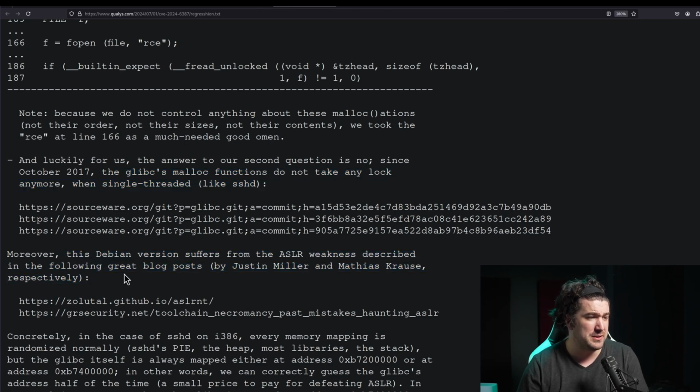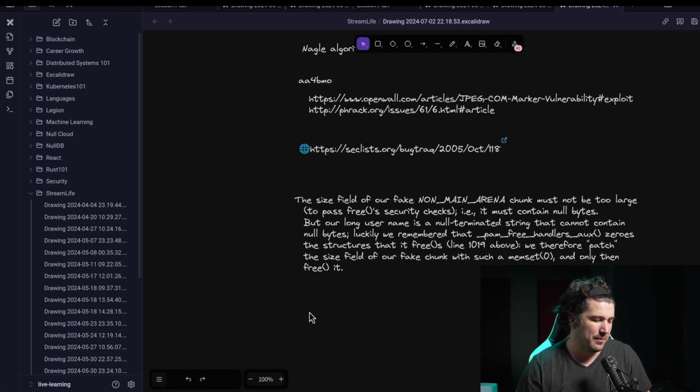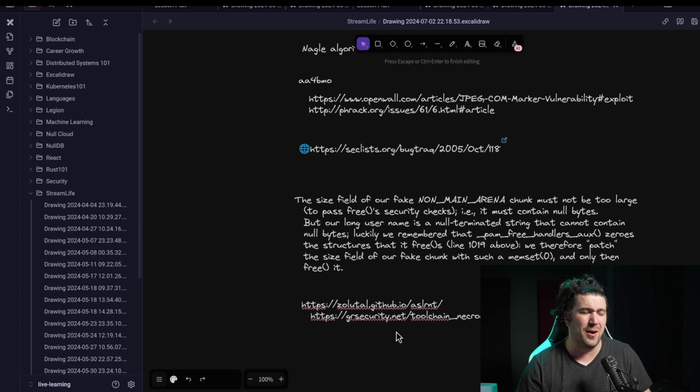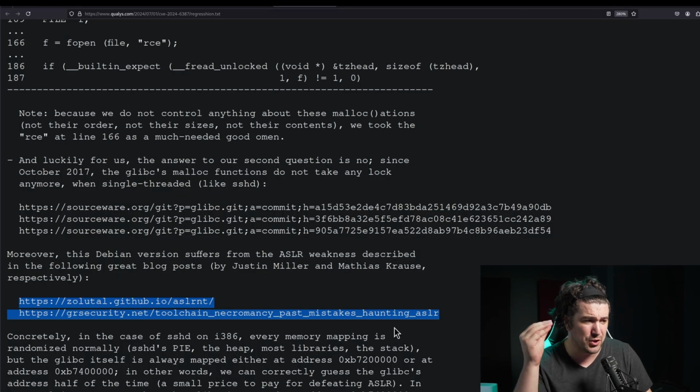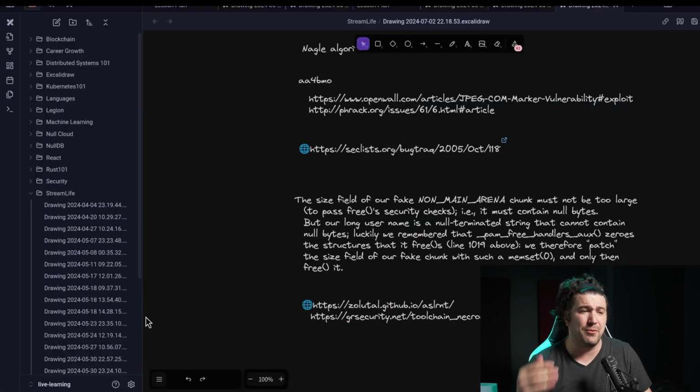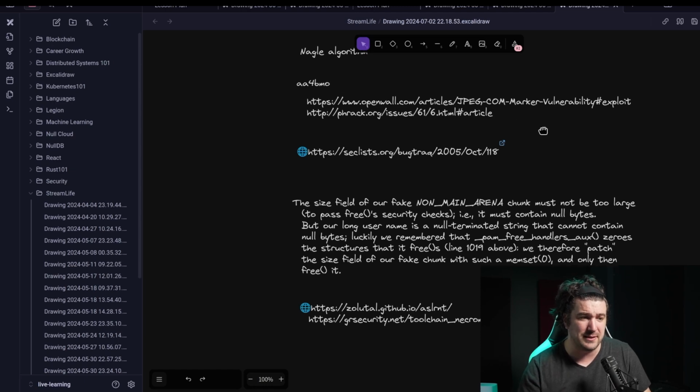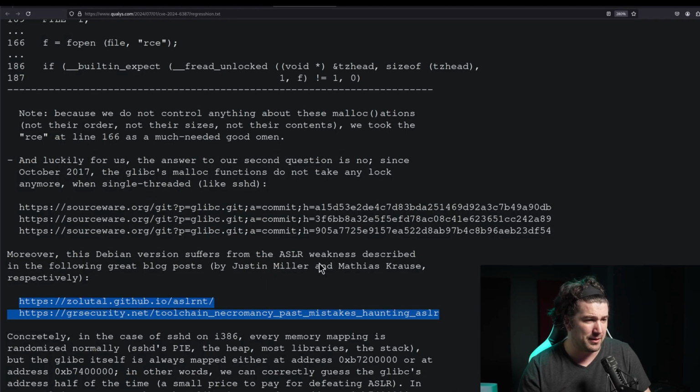Moreover, this Debian version suffers from the ASLR weakness described in the following great blog posts by Justin Miller and Matthias Rouse, respectively. We're going to put these for future reading. This write-up has given us so much future learning. I'm super happy that they did such a good write-up, putting out so many different links for us to learn from.